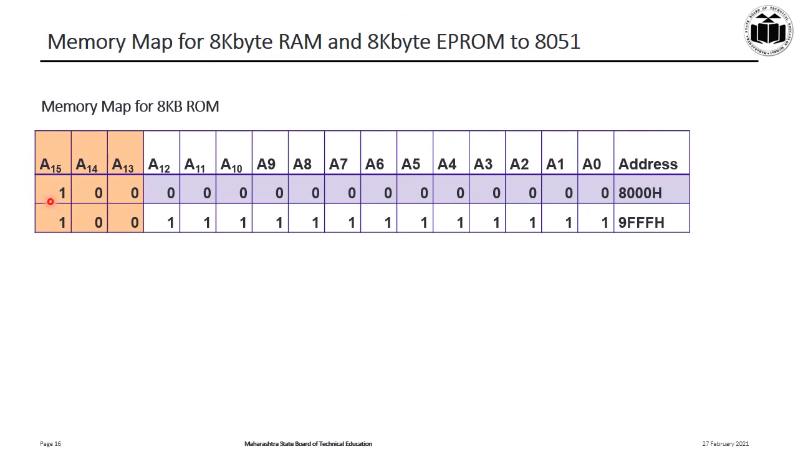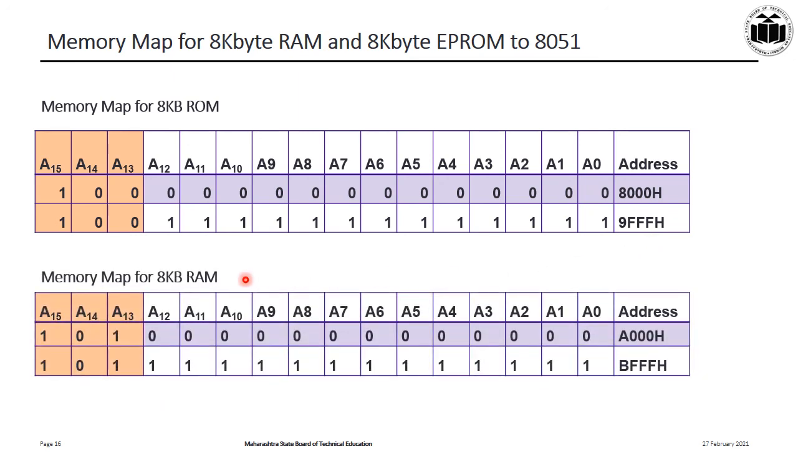Memory map. All the address lines are used from A0 to A12. Starting address will have 0s, ending address will have 1s. Y4 bar is connected to CS bar of ROM, so A15, A14, A13 select lines will have 100. Converting to hex, we have starting address as 8000H and ending address as 9FFFH. For ROM, we are done. For RAM, in a similar manner, we have starting address as A000H and ending address as BFFFH.